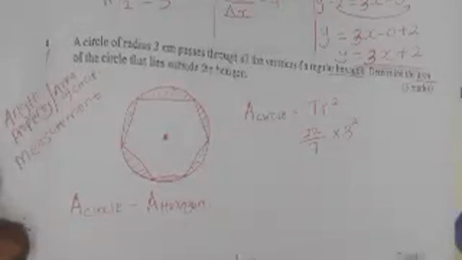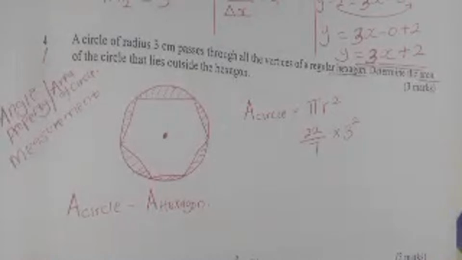Since we have the radius, we can find the area of the circle. So we'll say area of the circle is equal to pi r squared. Therefore, we'll have pi as 22/7 times the radius 3 squared. So 22/7 times 3 squared will give me 100 4/7.